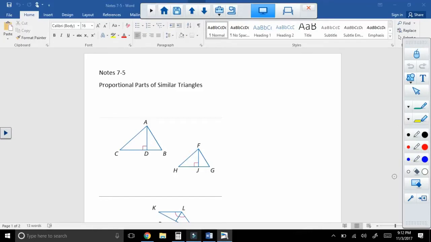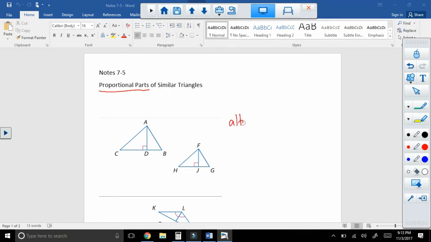Here we go with 7-5. This section's going to go pretty quick, so hang on to your hats because here we go. What you need to know for almost everything in this section is that any different parts will be proportional in similar triangles. So there's three main things that we're going to look at.